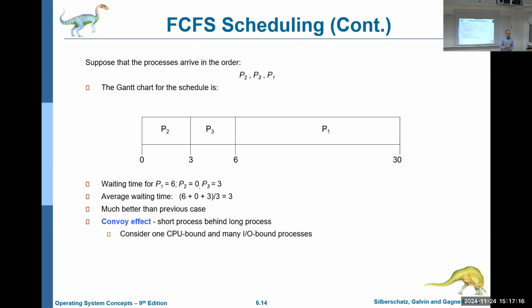So even if you get lucky the first time, the second time you might be waiting for him again. That's called the convoy effect: if there's one guy who's slow, it'll slow down everybody, even if you got lucky the first time.